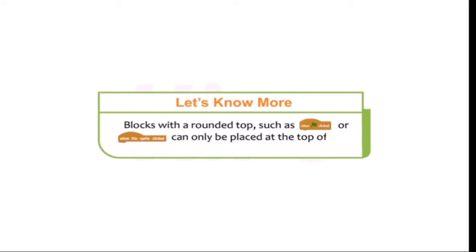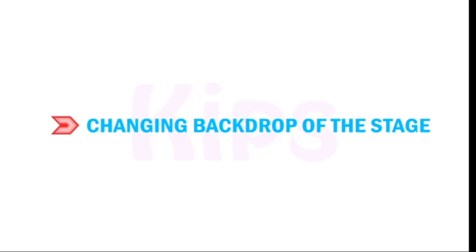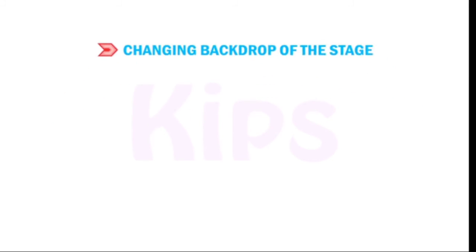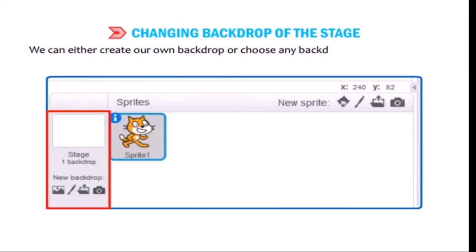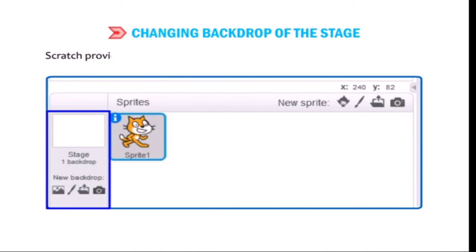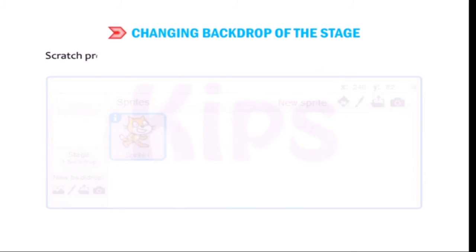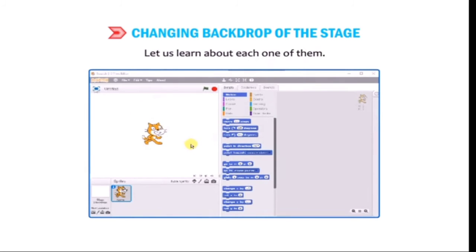Let me tell you that blocks with a rounded top can only be placed at the top of the block stack. Okay, let us find out how to change the backdrop of the stage. The new backdrop icons are used to change the background of the stage. We can either create our own backdrop or choose any backdrop from the available built-in options. Scratch provides 4 different options to change the backdrop of the stage. Let us learn about each one of them.